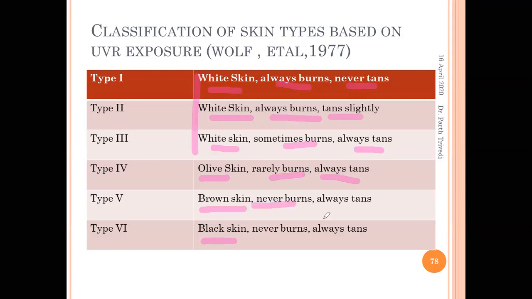Type 5, never burns, always tans. Type 6, never burns and always tans. This is what you are supposed to understand.